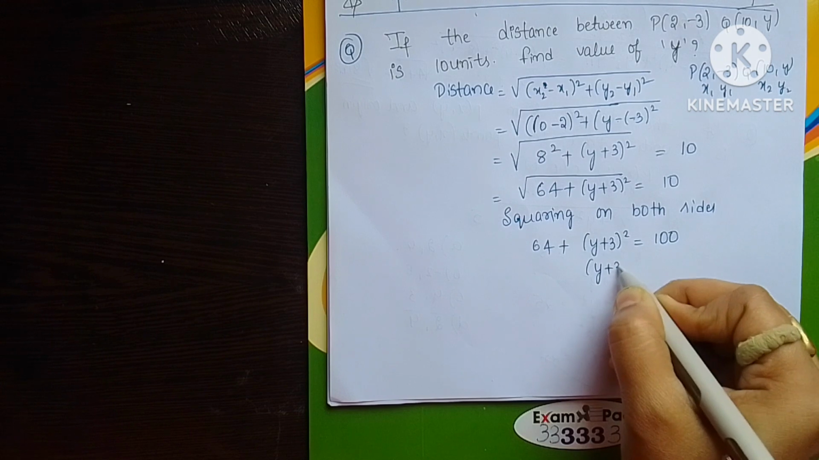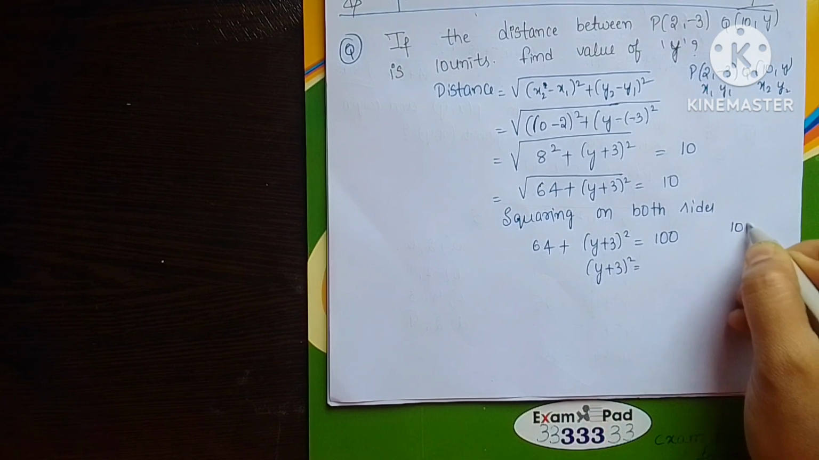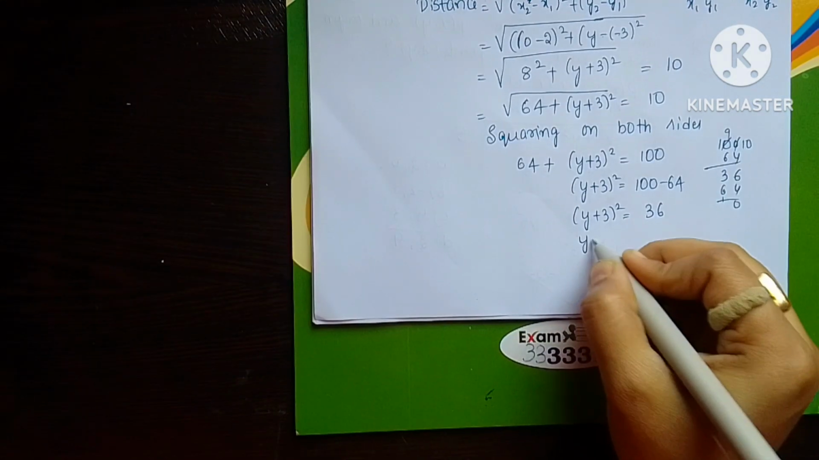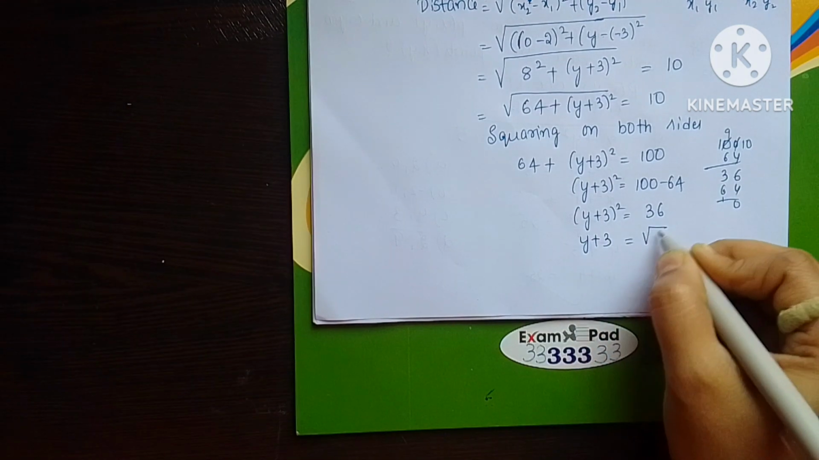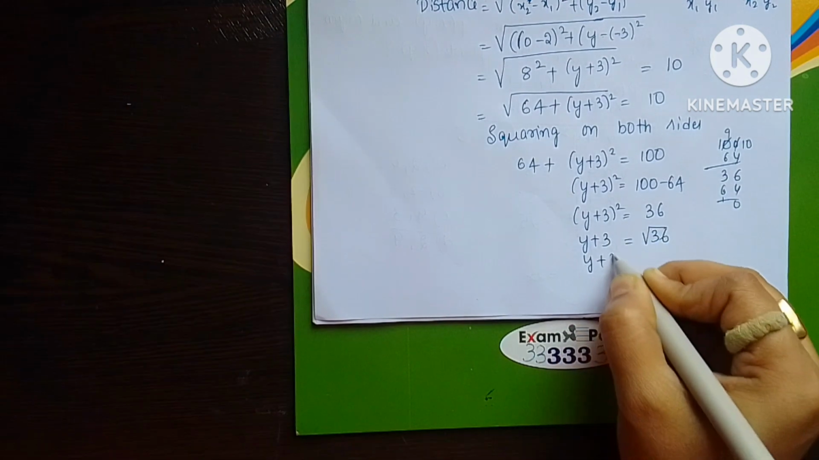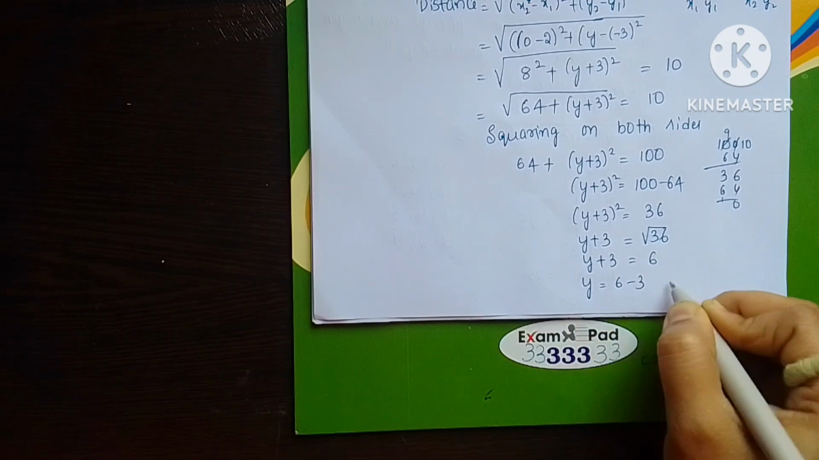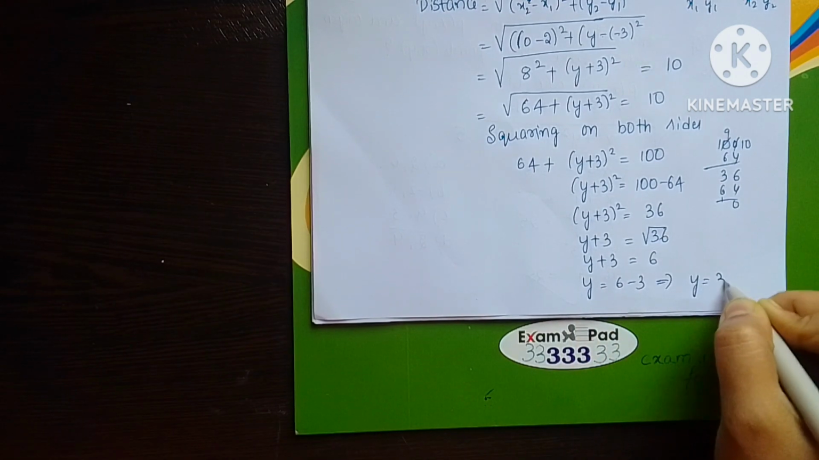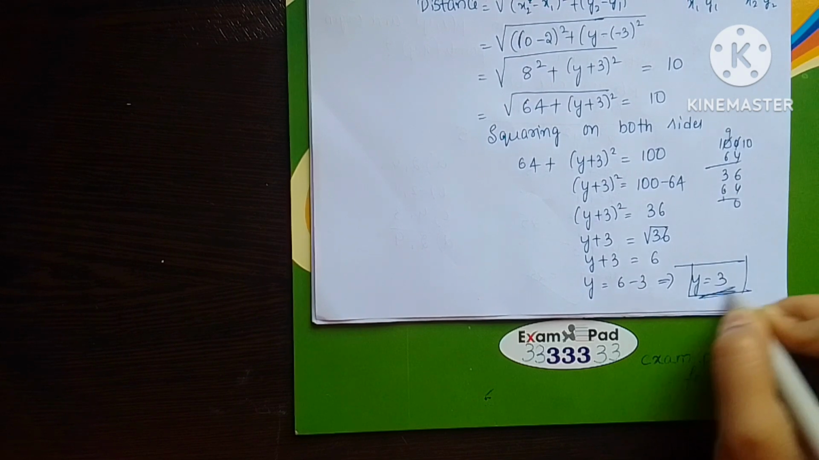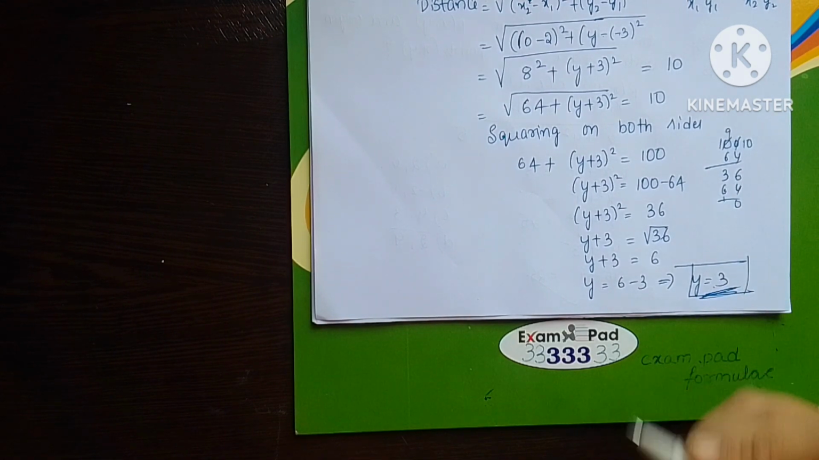So (y plus 3) whole square is equal to 100 minus 64, so y plus 3 is equal to the square root of 36. Y plus 3 is equal to 6. Y is equal to 6 minus 3. So y is equal to 3, you have got. So the value will be y is equal to 3.